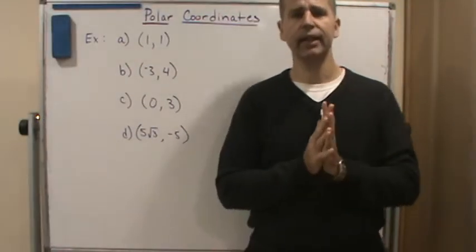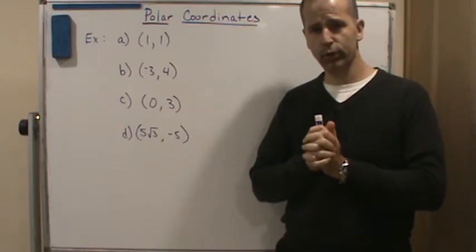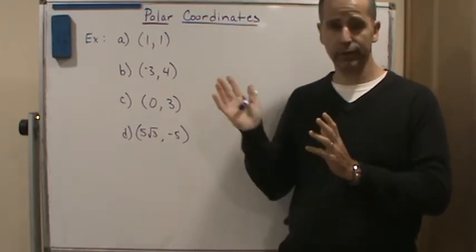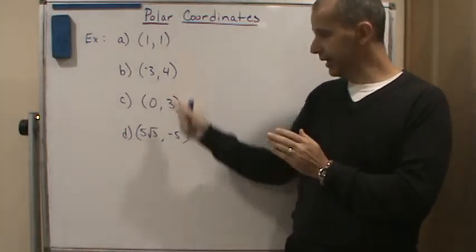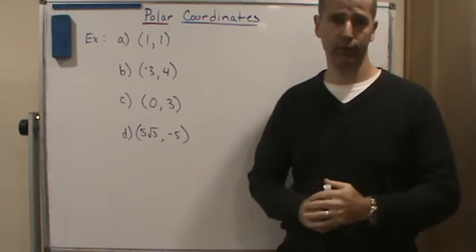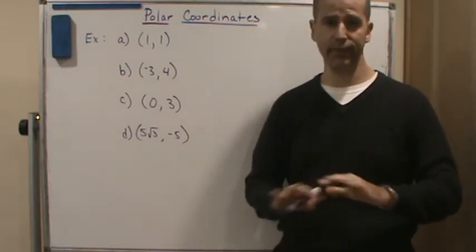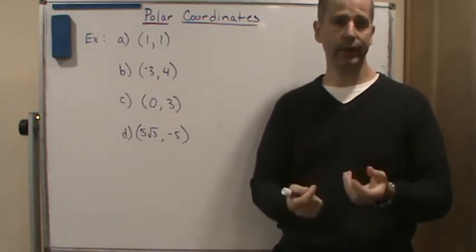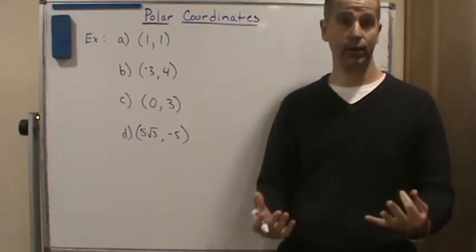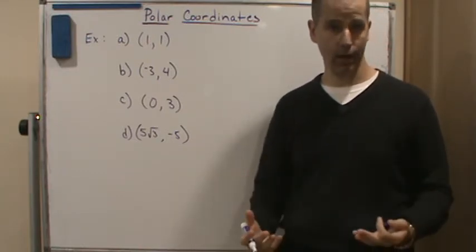Okay, so welcome back. Now in this video, we're going to talk about converting. We're going to do an example of converting from rectangular coordinates to polar coordinates. We're going to use the formulas to do that. It's very straightforward, very easy. But again, practice so that you get familiar with it and it becomes automatic.